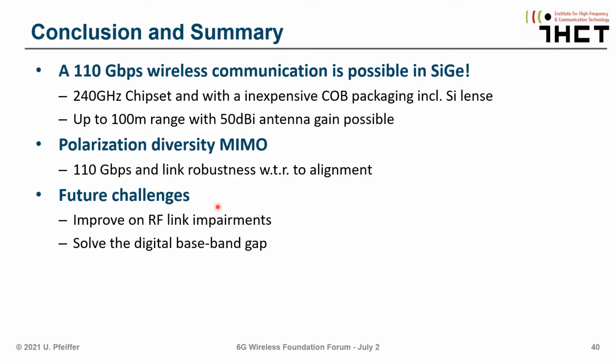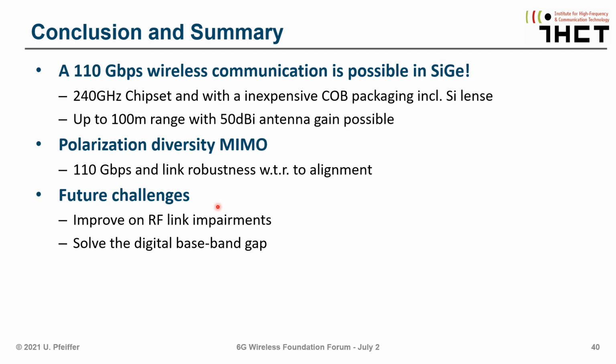Now, this brings me to the conclusion of my talk. We have seen that 110 gigabits per second is possible in a wireless communication in a silicon germanium technology. We can implement 240 gigahertz chipsets with rather inexpensive chip-on-board technology, including a secondary silicon lens antenna, which gives us already quite reasonable antenna gain. Combining this later with a mirror or lens could help us to even go to the 50 dB antenna gain that is required to reach up to 100 meters.